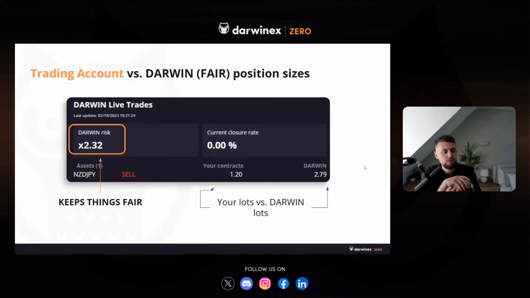The current closure rate, which in this example is 0, this shows if the risk engine has closed any of your trade for any reason. So the risk engine will monitor your open exposure, and we do this by measuring and calculating a metric called deleverage.